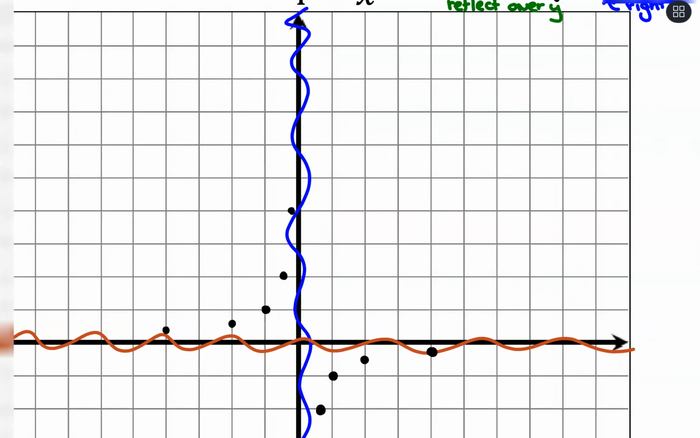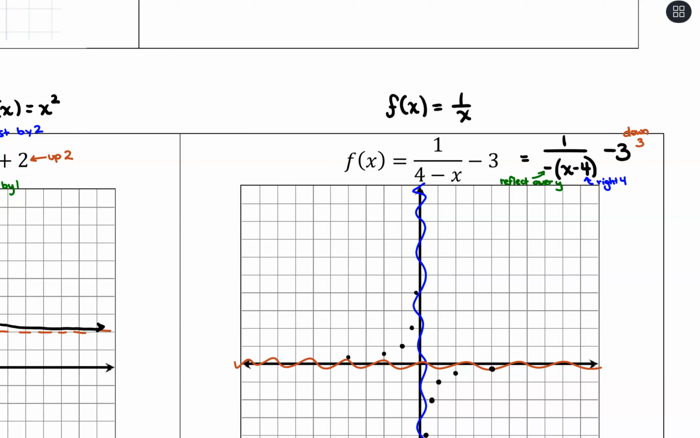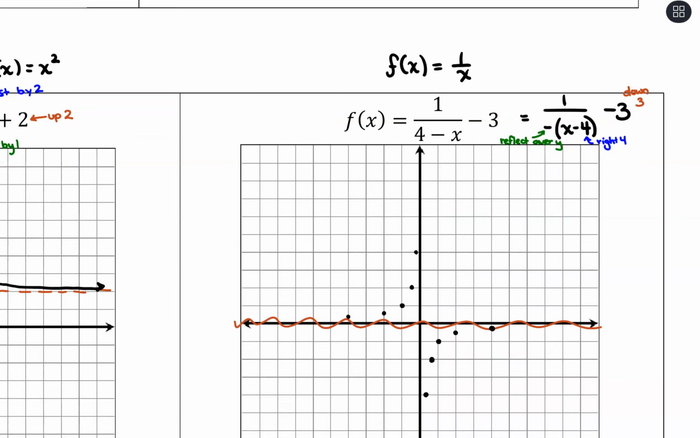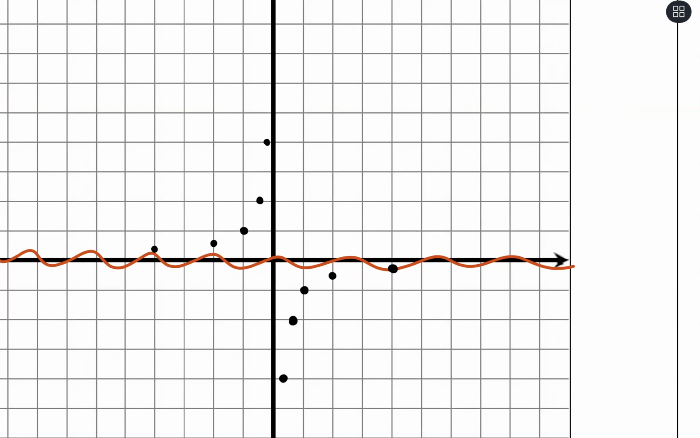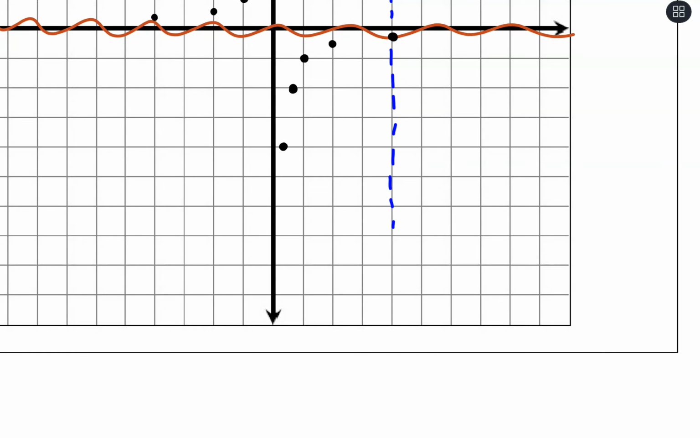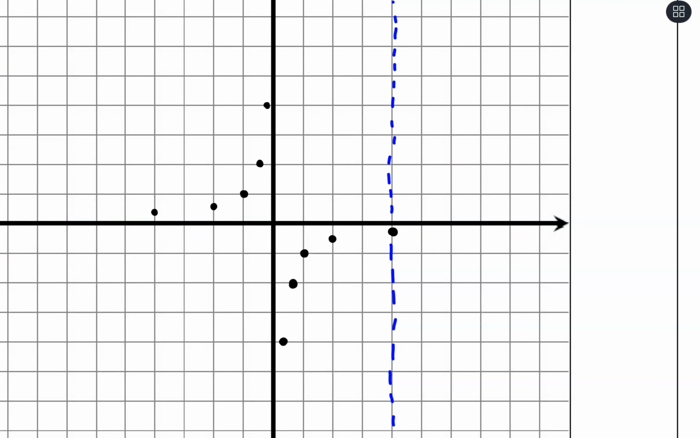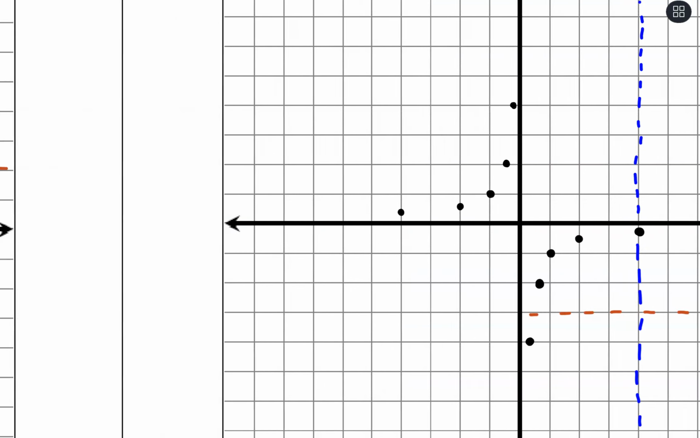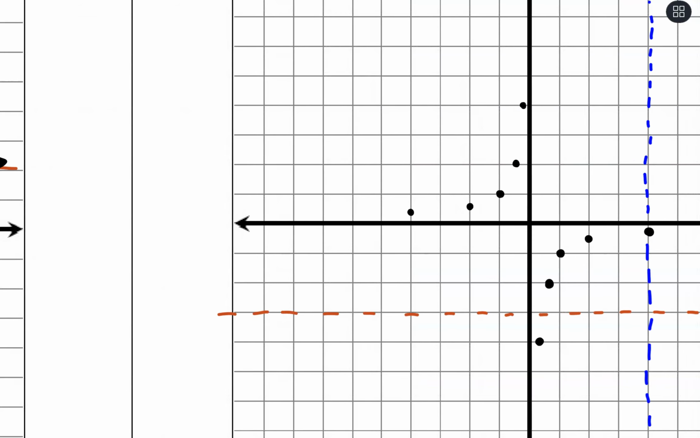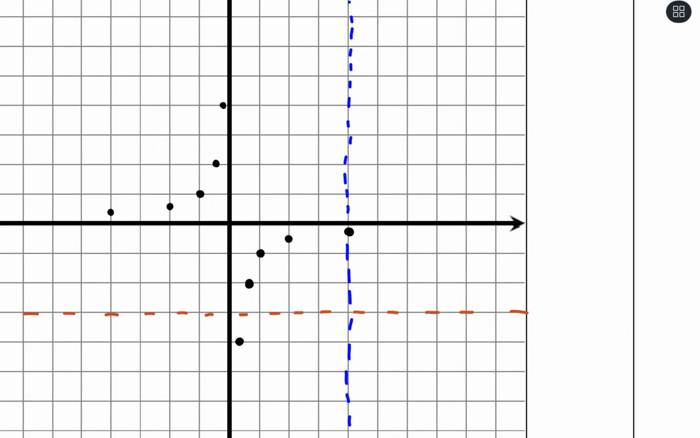Okay, now we're going to shift right 4. So that's going to pick up our vertical asymptote over to +4. 1, 2, 3, 4. So here's where our vertical asymptote ends up, and then we're going down 3, so that's where our horizontal asymptote will end up. And then we could use that as kind of a guide of where our coordinates would end up. Like I would want to be in the second quadrant and fourth quadrant of these asymptotes.